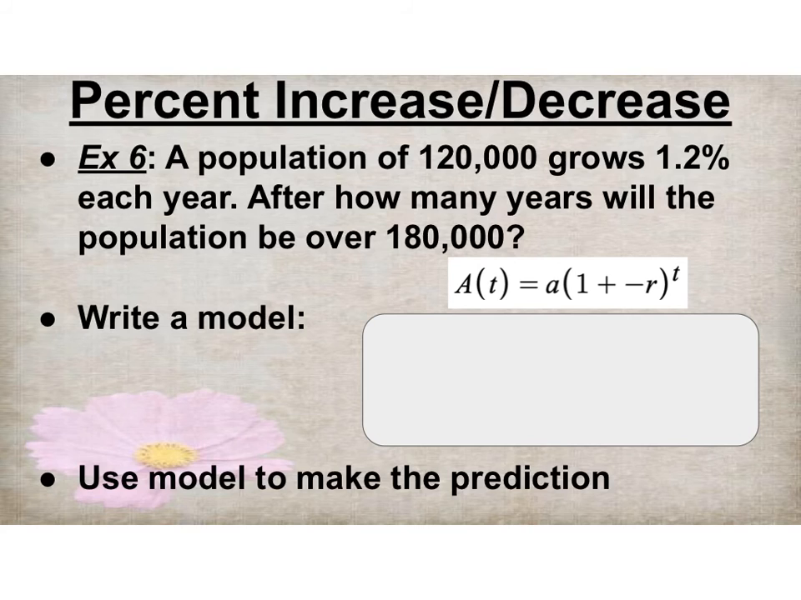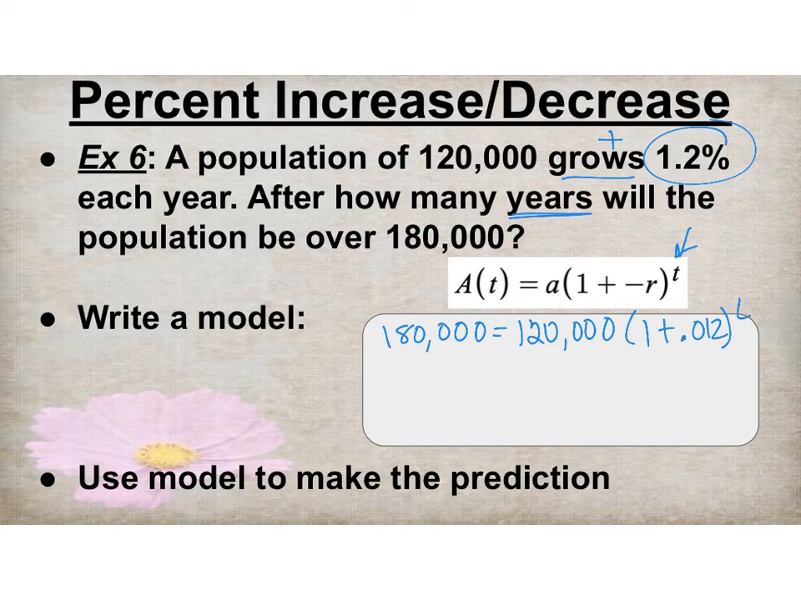Here we have a population of 120,000. It's growing, which means we're going to do plus 1.2%. We have to change that rate. After how many years will the population be over 180,000? How many years? That means we don't know our t. So this one's going to be a little bit different. Well, I'm ending at the 180,000, starting at 120,000. 1 plus 0.012 to the t. So there's our model. You cannot multiply in the 120,000 because that would be doing multiplication before your exponent.